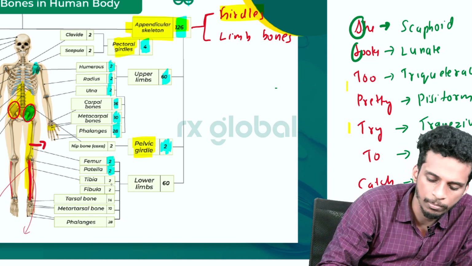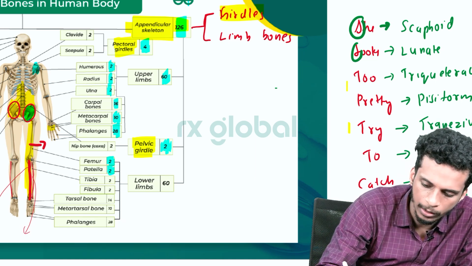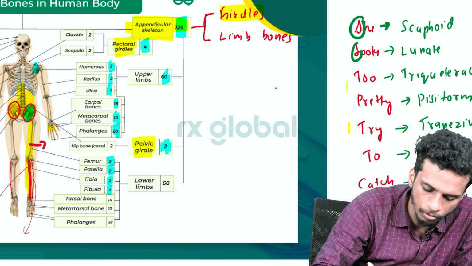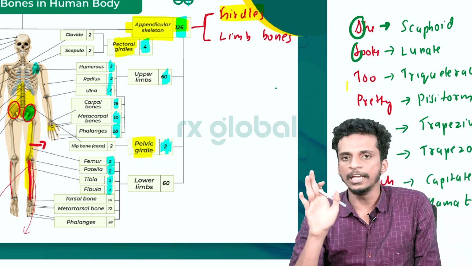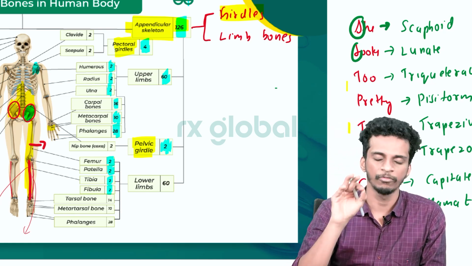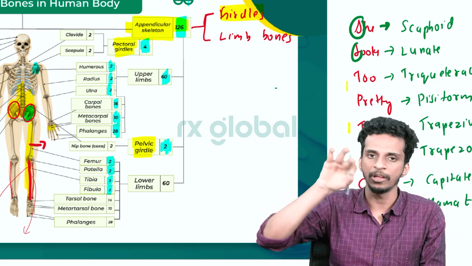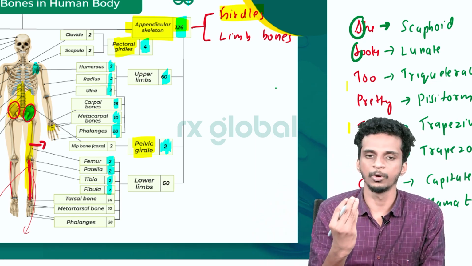So I have one tibia on each side and one fibula on each side, which makes two tibia and two fibula. Now, we had 8 carpals on each side, but we have only 7 tarsals on each side. It's the beauty of the human body, guys.